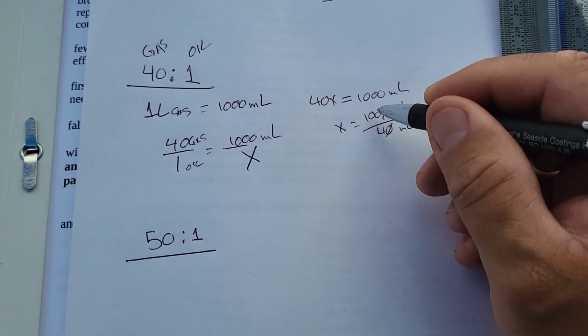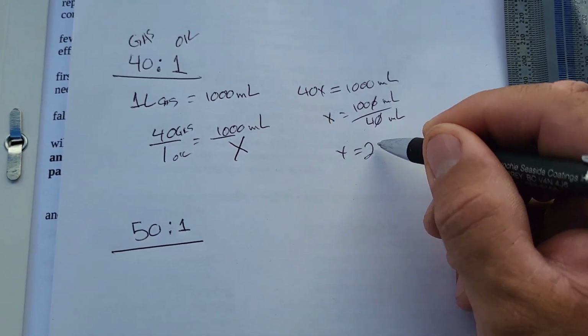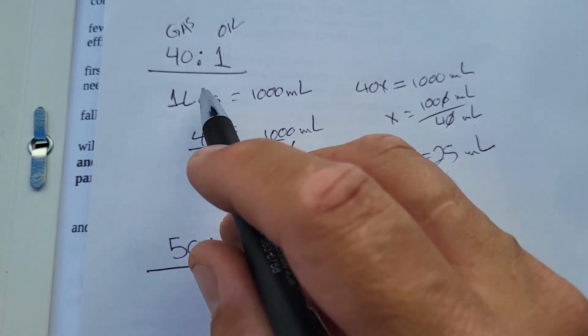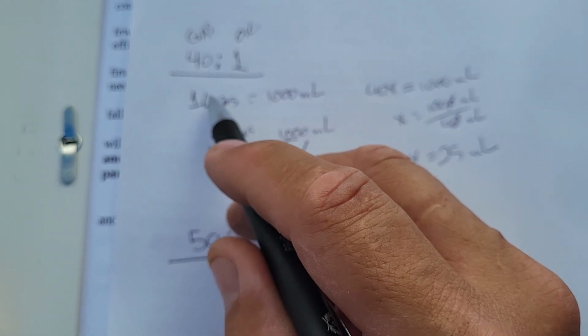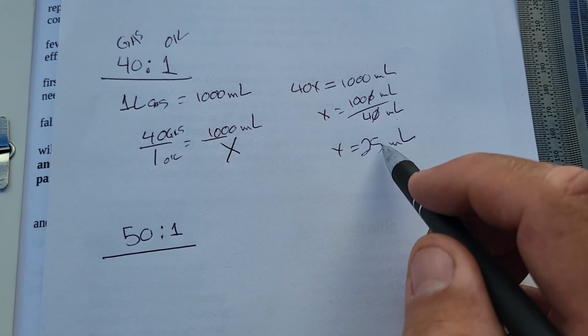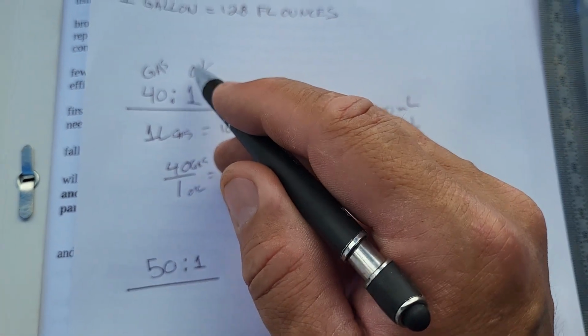Cancel the zeros: 100 divided by 4 equals 25. So if you have 1 liter of gas and you have a 40 to 1 mix, you're going to want to put in 25 milliliters of oil into that.